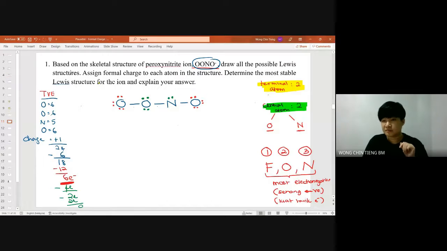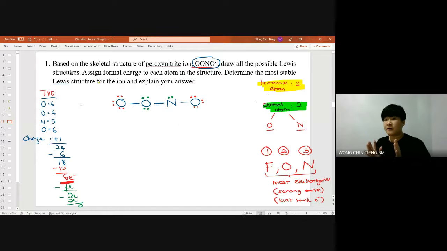Setuju? Question so far? So we have this type of question quite along the way. Later on, whenever you have more than one central atom, you must always octet the one that is more electronegative. Is that clear? Okay, ingat yang tu, jangan lupa.